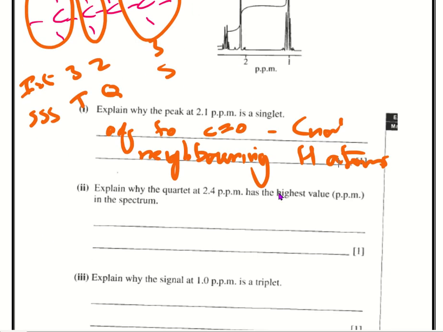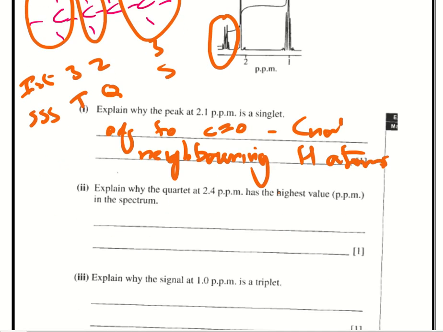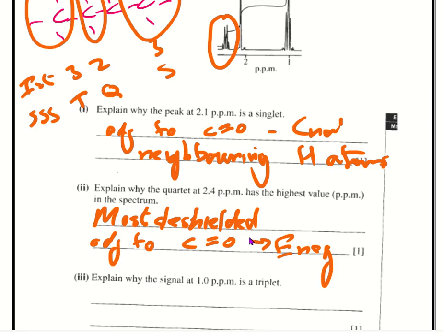Explain why the quartet at 2.4 has the highest value. So if we go down, this is the quartet that we're talking about here. Okay, and that quartet has got the highest value because it is the most, and I would use the word, deshielded as it's adjacent to COO. You might mention that that oxygen is very deshielding because it's highly electronegative.